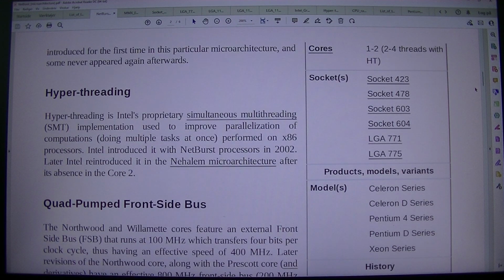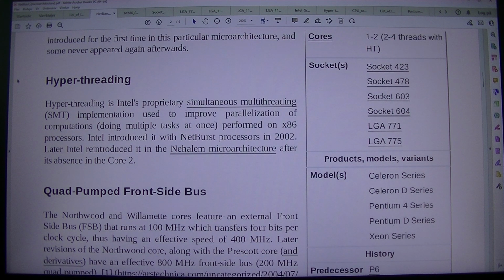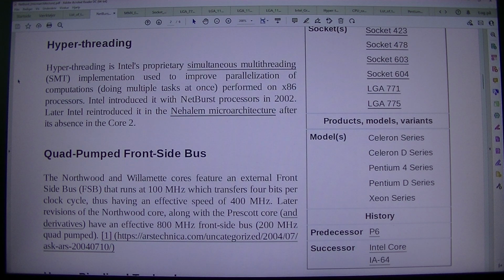Introduced for the first time in this particular microarchitecture, and some never appeared again afterwards. Hyper-threading. Hyper-threading is Intel's proprietary simultaneous multi-threading (SMT) implementation used to improve parallelization of computations, doing multiple tasks at once, performed on x86 processors. Intel introduced it with NetBurst processors in 2002. Later Intel reintroduced it in the Nehalem microarchitecture after its absence in the Core 2.